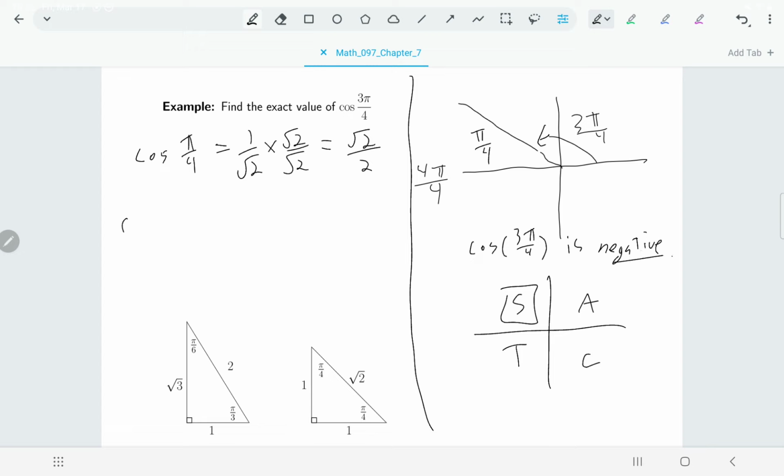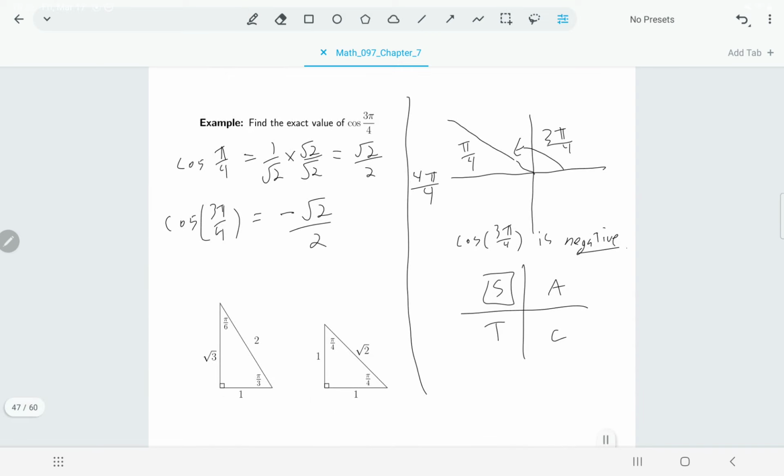So that means cosine of 3 pi over 4 shouldn't be positive root 2 over 2. It should be negative root 2 over 2. And there we go. We found our exact value for cosine of 3 pi over 4.